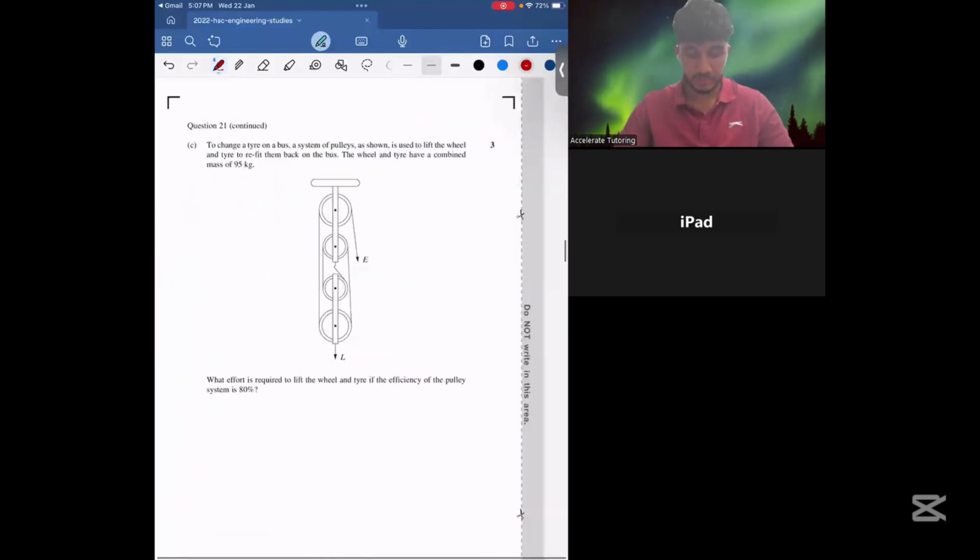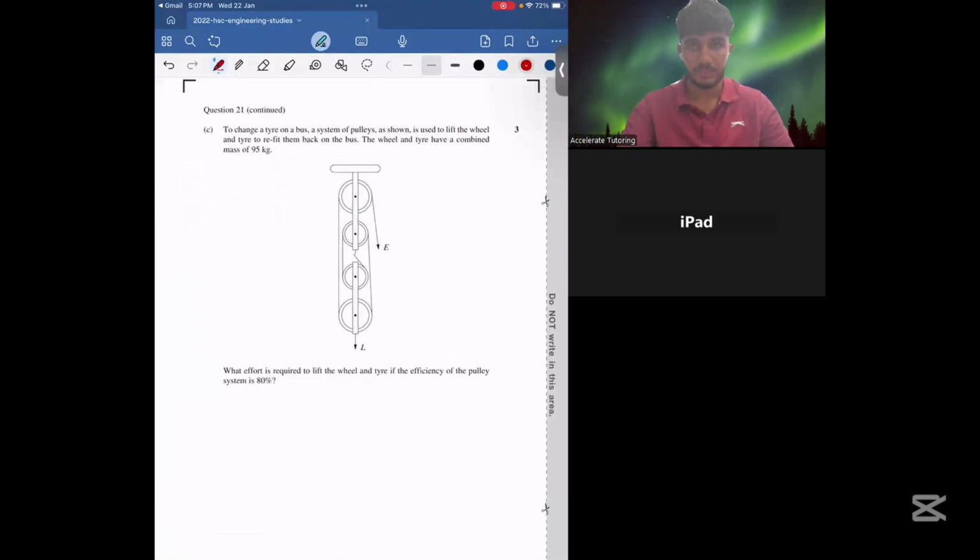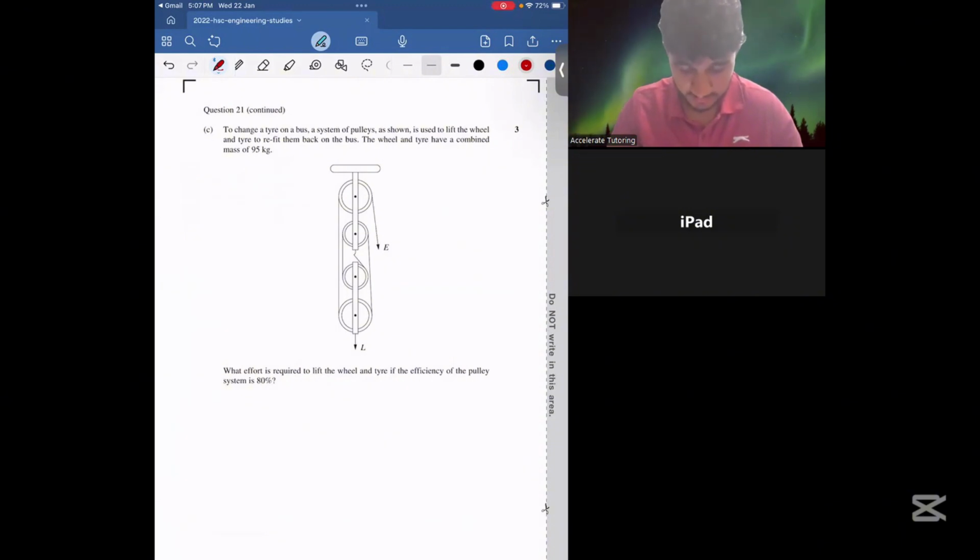So going over to question 21, part C. In this case, we have a pulley system as shown. It says to change a tire on a bus, a system of pulleys as shown is used to lift the wheel and tire to refit them back on the bus. The wheel and tire have a combined mass of 95 kgs. What effort is required to lift the wheel and tire if the efficiency of the pulley is 80%?